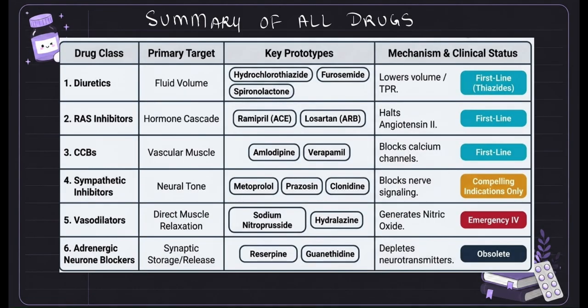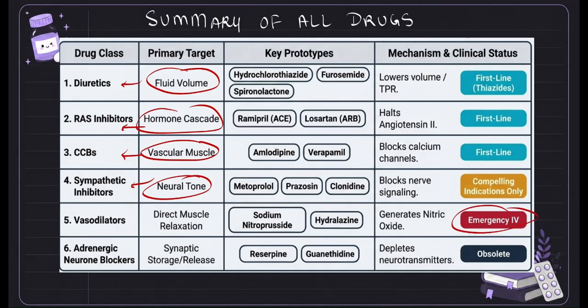We have traced the entire architecture. This unified matrix brings it all together. We started with fluid volume and diuretics. We moved to the hormone cascade with RAAS inhibitors. We opened the vascular keyhole with calcium channel blockers. We mapped the neural tone with sympathetic inhibitors. We opened the emergency relief valves with vasodilators. And we finally examined synaptic storage with the obsolete adrenergic neuron blockers.